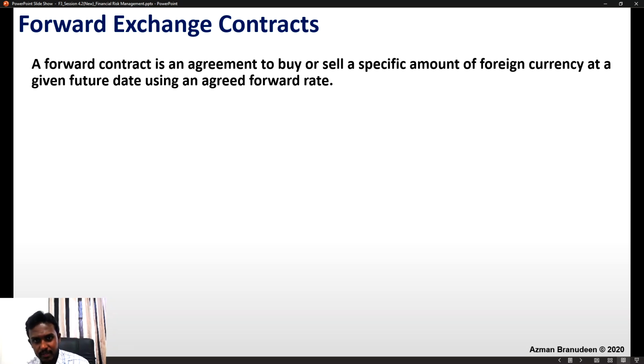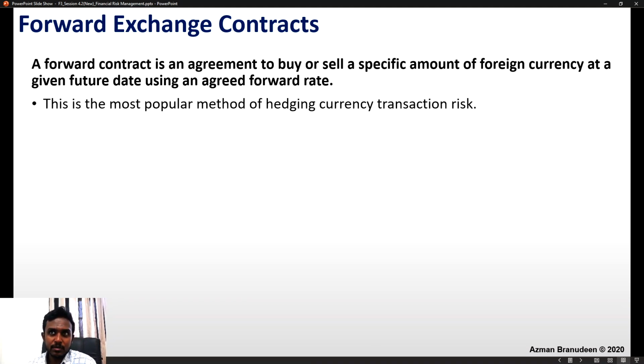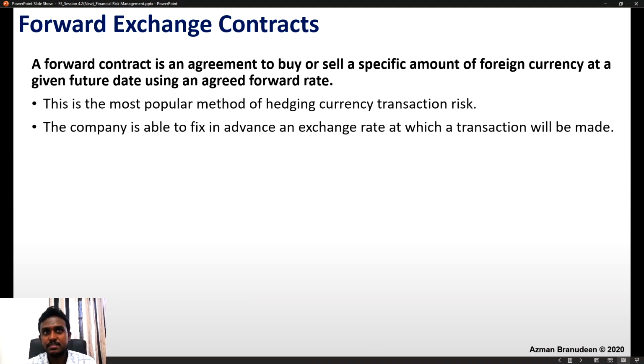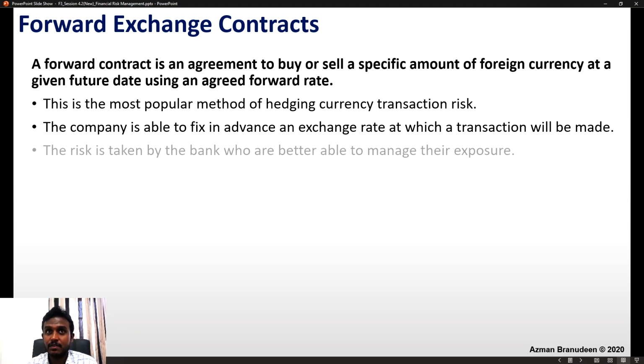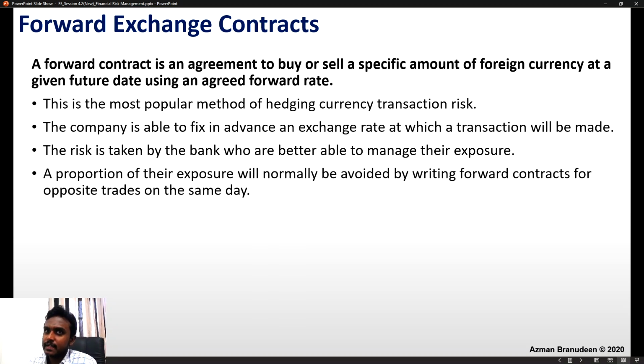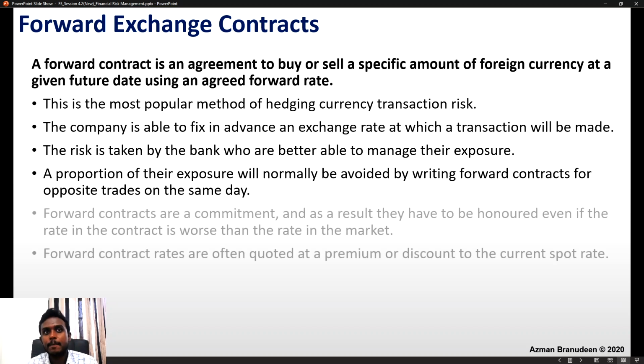So today, you're basically agreeing to a future transaction and the rate at which you want to do this transaction. Very simple. This is the most popular method of hedging currency transaction risk. The company is able to fix in advance the exchange rate at which a transaction will be made. The risk is taken by the bank, who are better able to manage their exposure. A proportion of the exposure will normally be avoided by writing forward contracts for opposite trades on the same day.